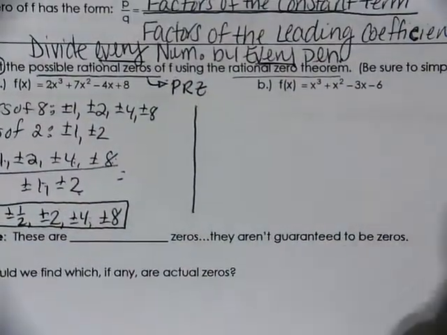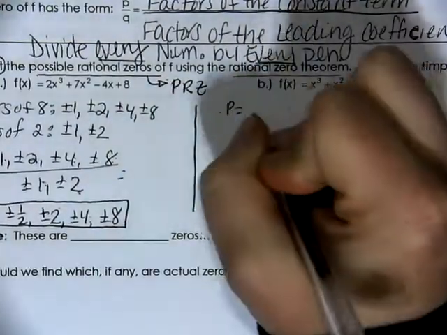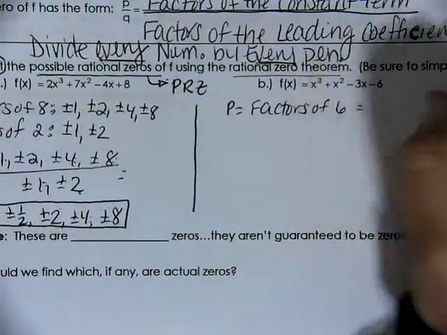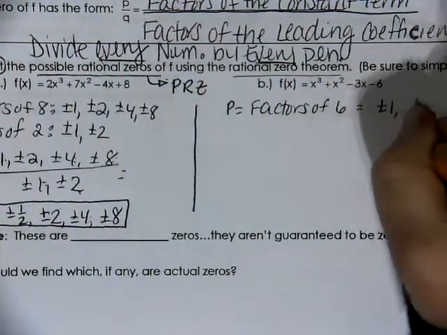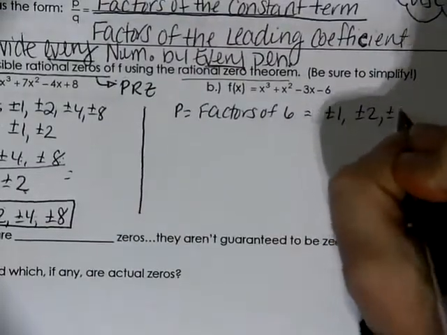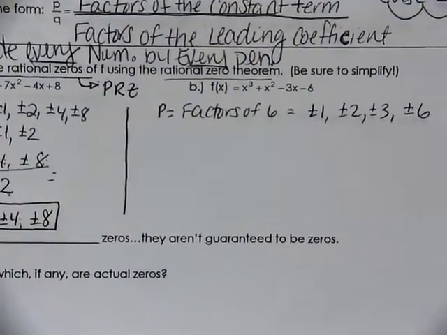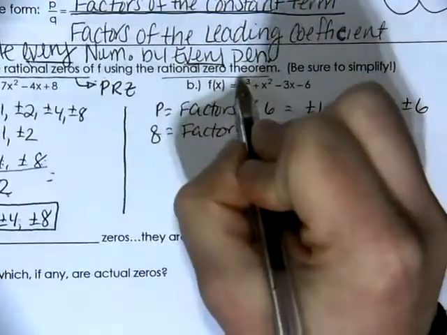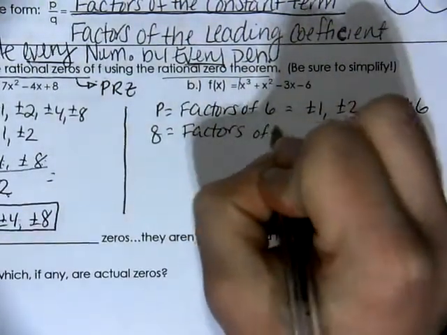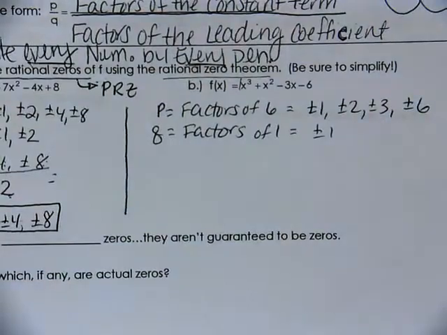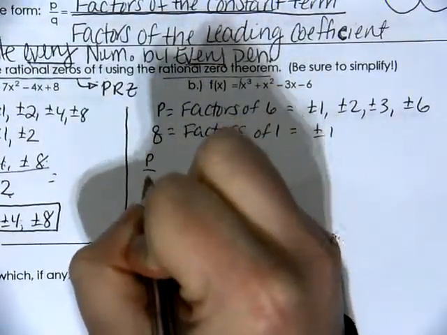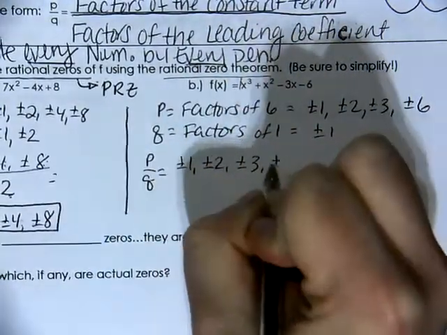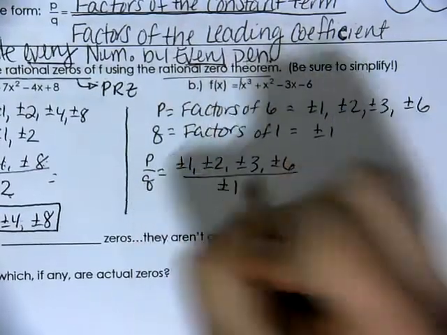For letter B, my p-value is all of the factors of 6. And the factors of 6 are plus or minus 1, plus or minus 2, plus or minus 3, and plus or minus 6. Q represents all of the factors of my leading coefficient, and in this case, it's an invisible number 1. And that is simply plus or minus 1. So I am going to write P over Q, and so that's going to be plus or minus 1, plus or minus 2, plus or minus 3, plus or minus 6, all over plus or minus 1.